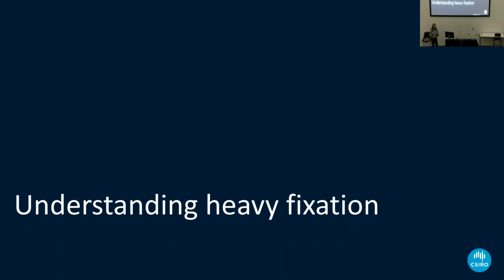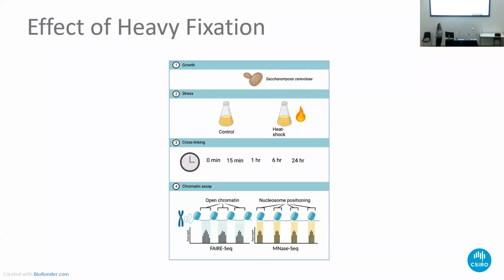Collection and using really old specimens to try to work out the optimization parameters for these different assays, we first sought to understand exactly what formalin is doing to chromatin. To do this, we chose a species that's really easy to grow in the lab and doesn't require any ethics approval, and you can do all sorts of treatments to it in a matter of a day.